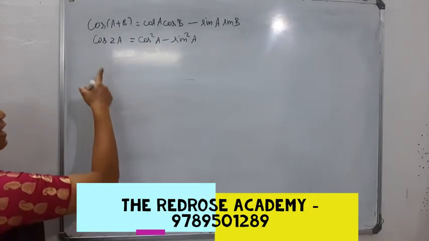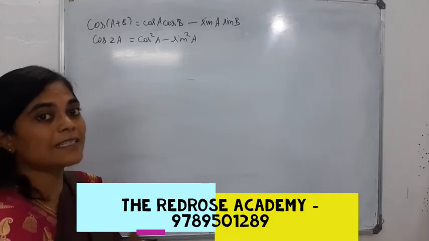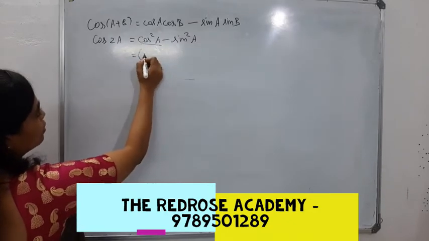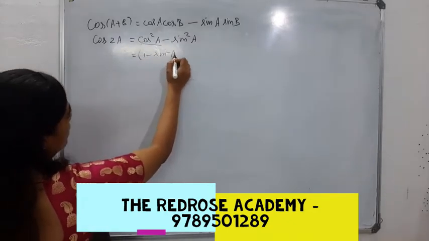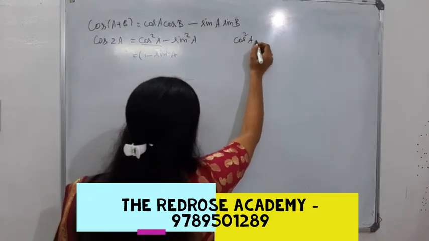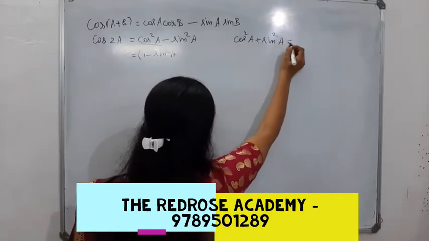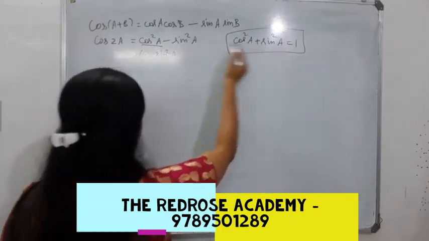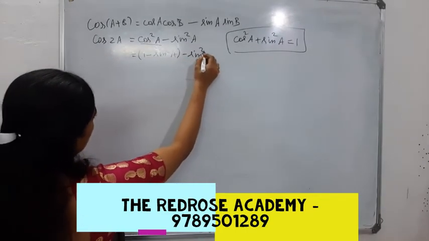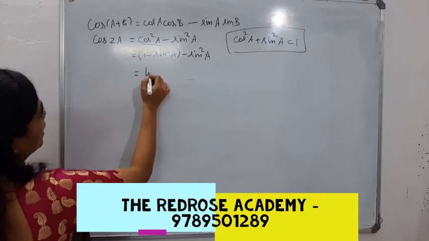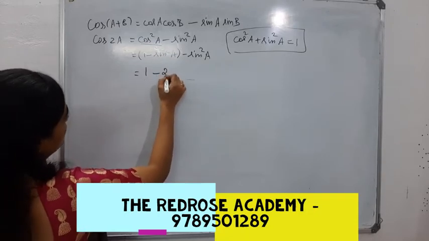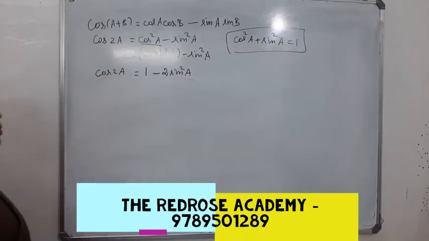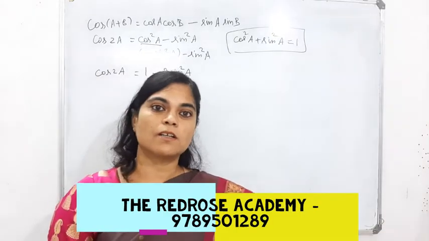Now we are going to write cos 2a in terms of sin and cos. So what is cos 2a in terms of sin? Instead of cos square a, we are going to write 1 minus sin square a, from the identity cos square a plus sin square a equals 1. So instead of cos square a, it is 1 minus sin square a, and here also sin square a. So 1 minus 2 sin square a. So cos 2a is 1 minus 2 sin square a.